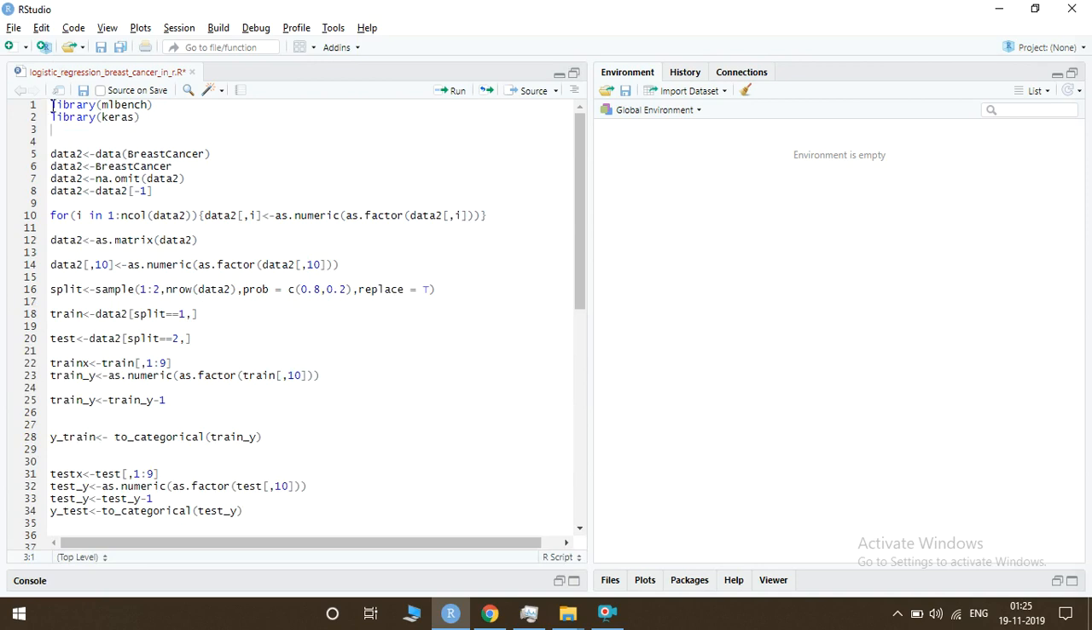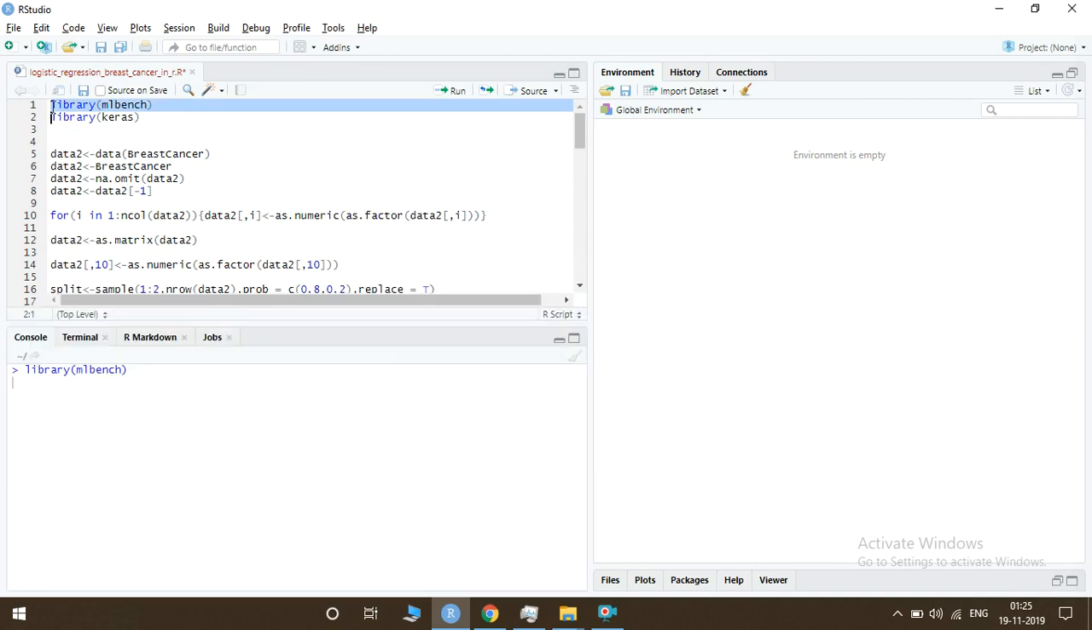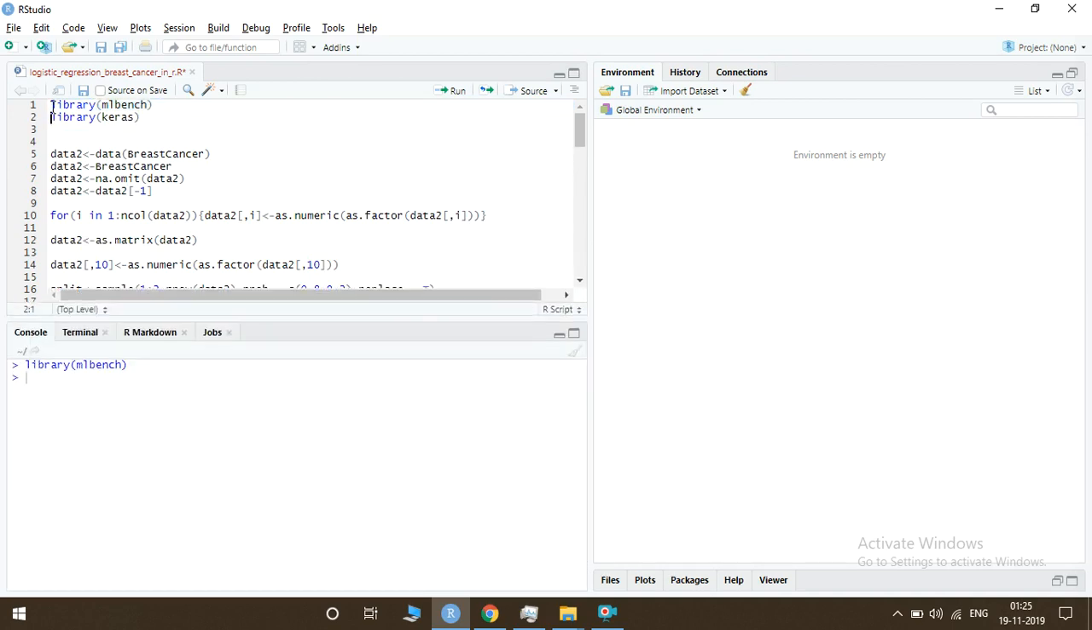So there are two libraries we would require. First is ML bench. Next is Keras. Before moving on to the coding part, or the example, let me give you a very brief, very basic explanation.